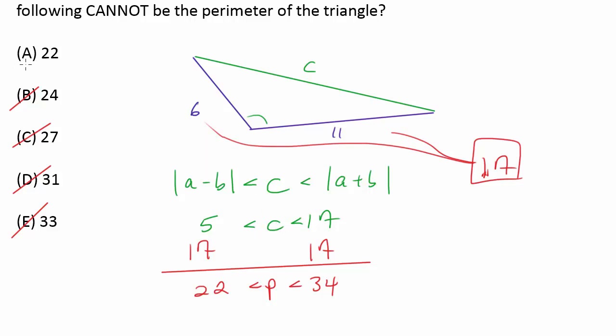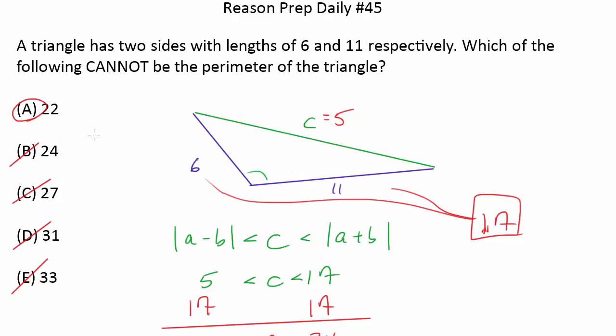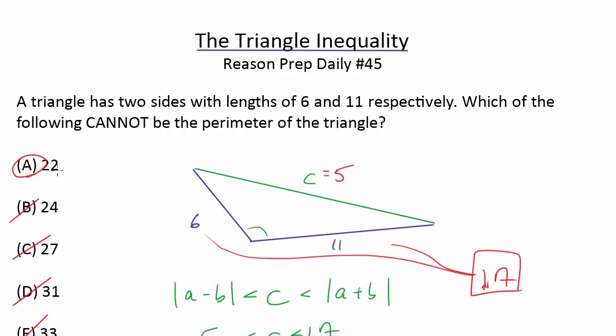However, 22 does not work because in order for 22 to be the perimeter, this side would have to be 5, and we've determined that the third side C has got to be bigger than 5 at the minimum. So that means A is my answer because my perimeter cannot be 22 based on this triangle inequality.